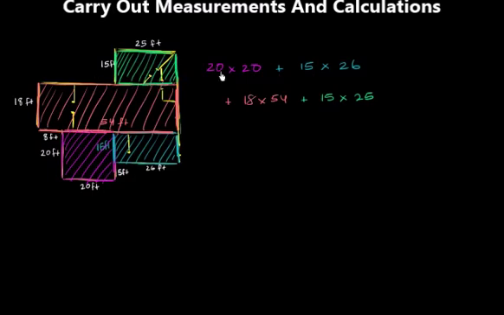What is 20 times 20? Well, this is going to be 400. What's 15 times 26? Well, let's multiply it out. 26 times 15. 6 times 5 is 30. 2 times 5 is 10, plus 3 is 13. Now I'm going to multiply 10 times 26, which gets us to 260. And you add these two together, you get 390. So it's 400 plus 390.